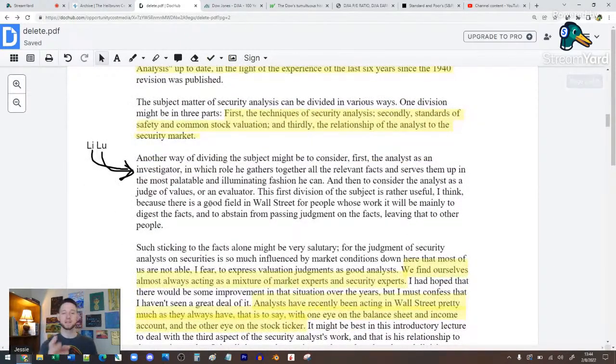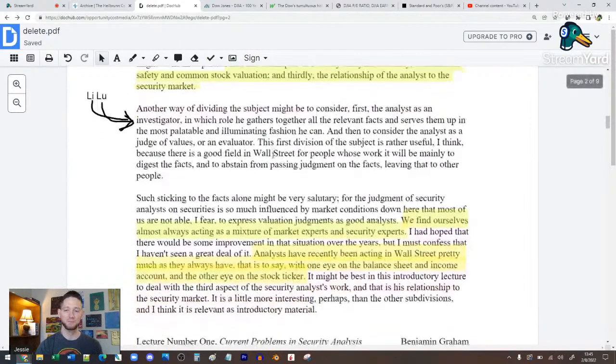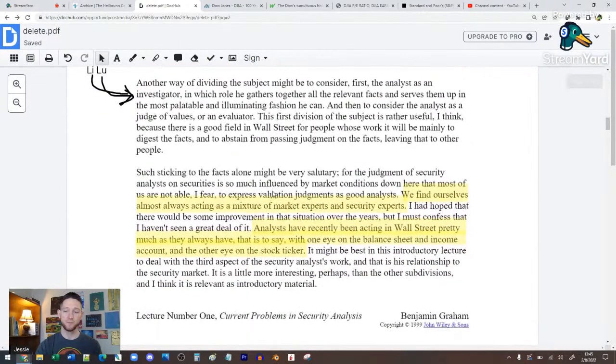But anyway, he says these are the techniques of security analysis, the components. He says really analysts act as investigators. And this is something that Li Lu said in the past. If you watched Li Lu's 2006 Columbia lecture, Li Lu said that the job of the investor is really investigative journalism. So it's kind of cool to see that even years later, Li Lu is mirroring things that Benjamin Graham has said. But anyway, he says, we find ourselves almost acting as a mixture of market experts and security experts.